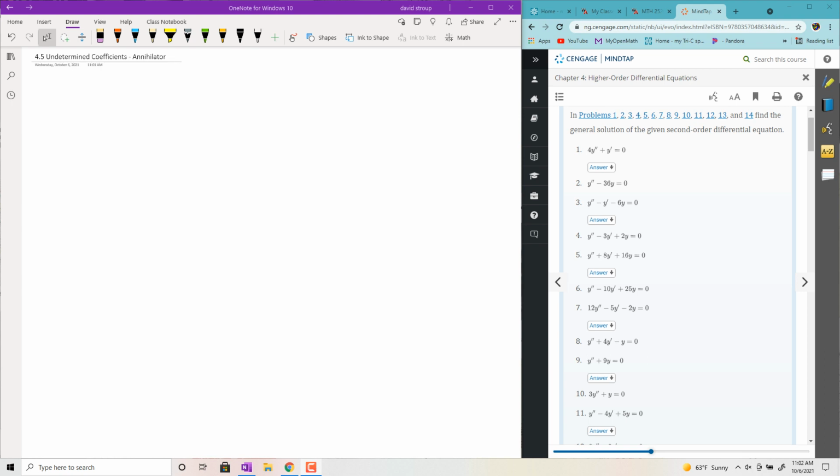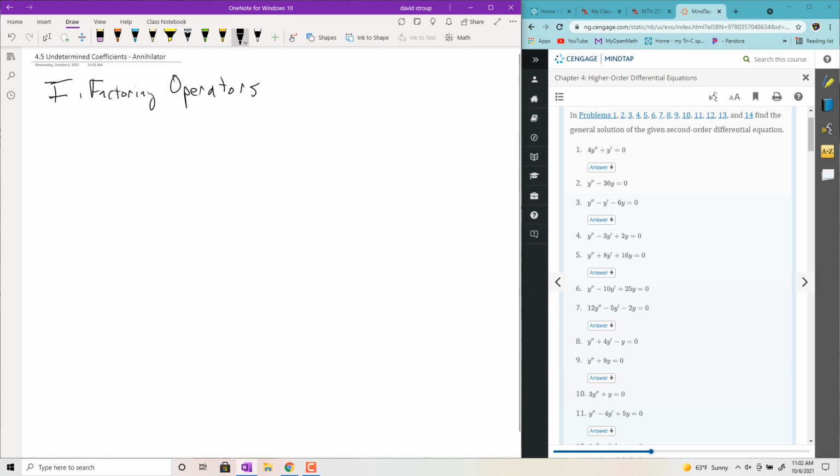Hey, welcome back to section 4.5. We're going to be solving non-homogeneous differential equations now. So we want to reintroduce some of the notation we used before. First, factoring, and we're working with the operators, the differential operators.